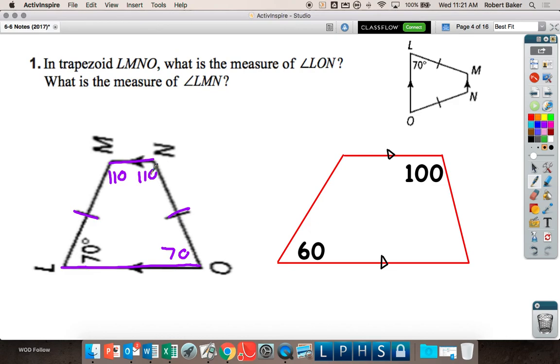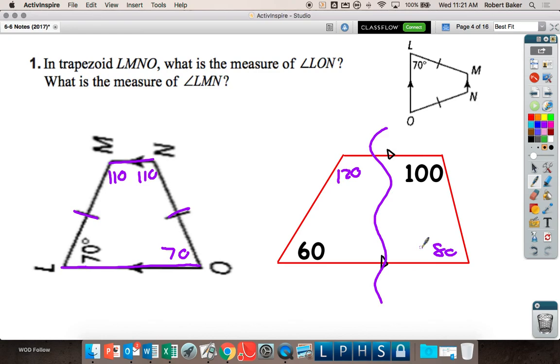So there is an imaginary wall that you cannot map across. If this is 60, if that's 100, there is no relationship here. There is no relationship here. There is no relationship here. There's only a relationship up and down between the bases. And sometimes that's hard for you guys.